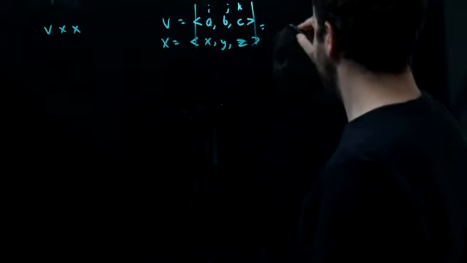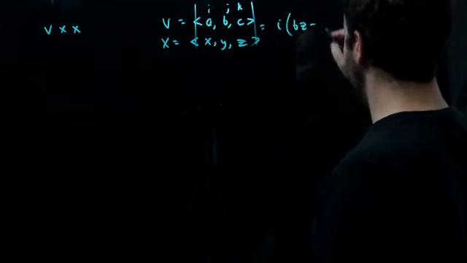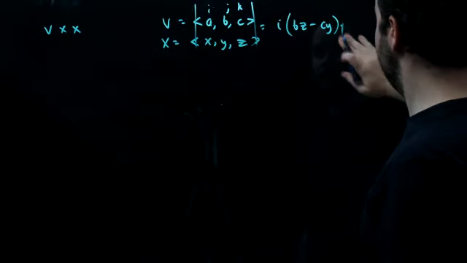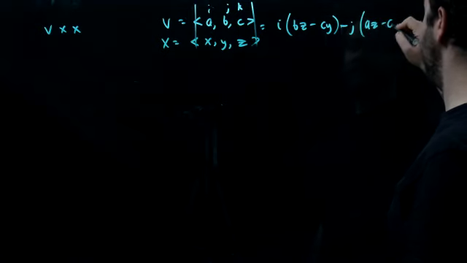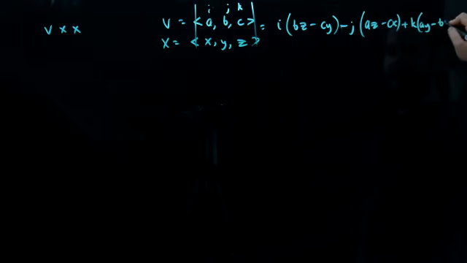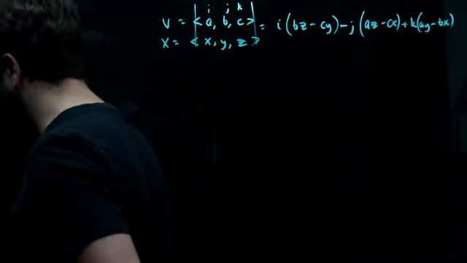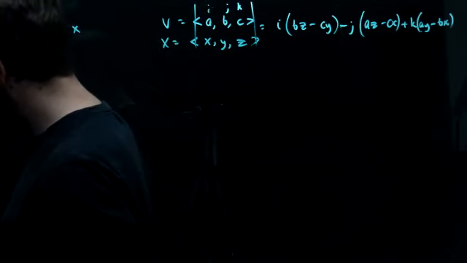This is going to give me i times (bz minus cy), minus j times (az minus cx), plus k times (ay minus bx). How did I get that? What do you guys see inside the curl part, the part that says curl? It says curl of v cross x.